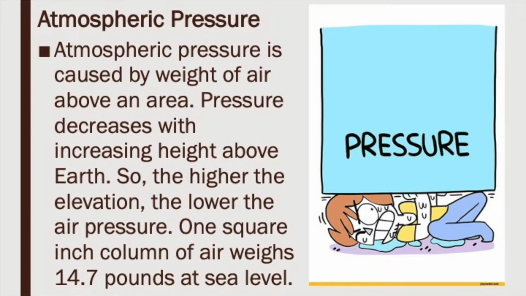So just what is atmospheric pressure? Atmospheric pressure is caused by the weight of air above an area. Pressure decreases with increasing height above Earth. So the higher the elevation, the lower the air pressure. A 1 square inch column of air weighs 14.7 pounds at sea level.